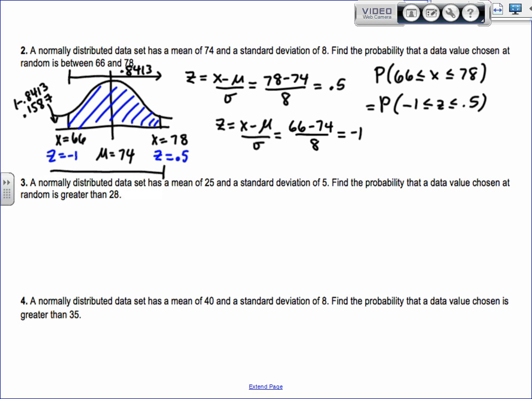All right, and when I look up 0.5, I get, is it 0.6915? Yeah? So when I find its tail, it's going to be 1 minus 0.6915, which is 0.3085. So my total probability is going to be 1 minus each of those tails. 1 minus 0.1587 minus 0.3085. So I get 0.5328, and that's your answer.